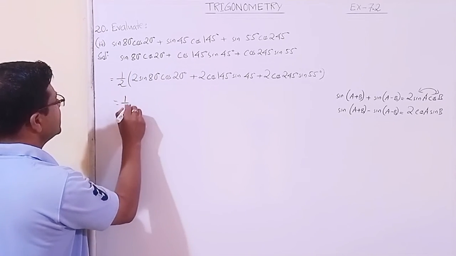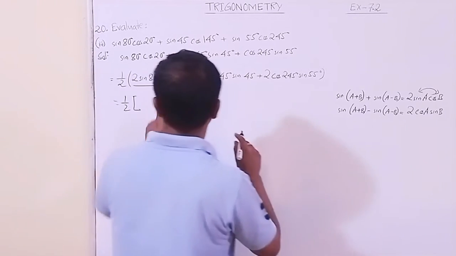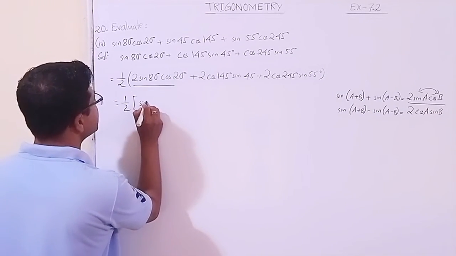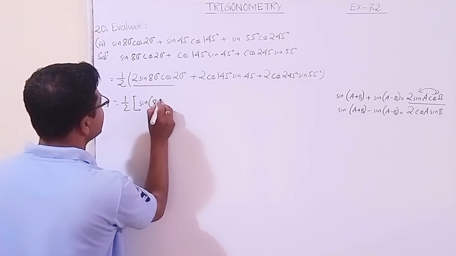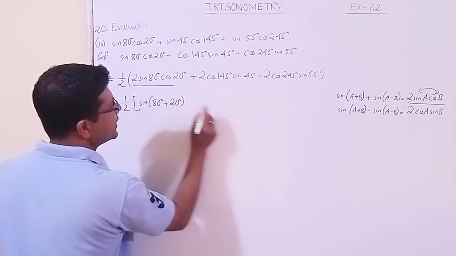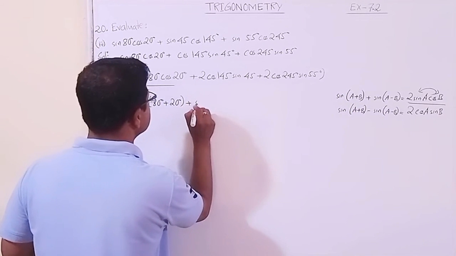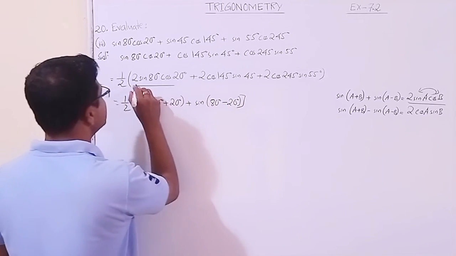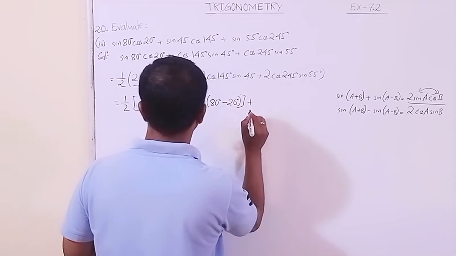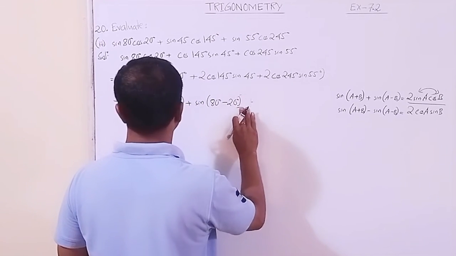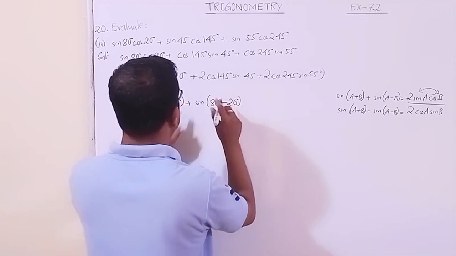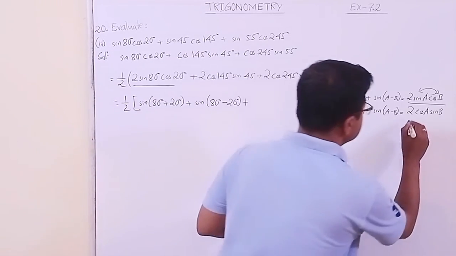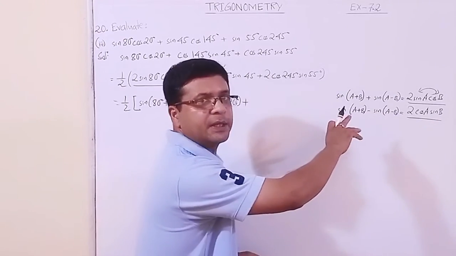Now here this is in which form? At first sine then cos, that means it is in this form. So it will be sine of a plus b, this is a and this is b, then plus sine a minus b. So here we have done only this much, then plus. Then at first cos then sine, that means this formula, it is sine a plus b minus sine a minus b.